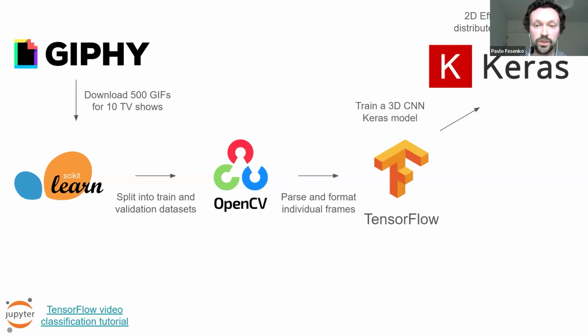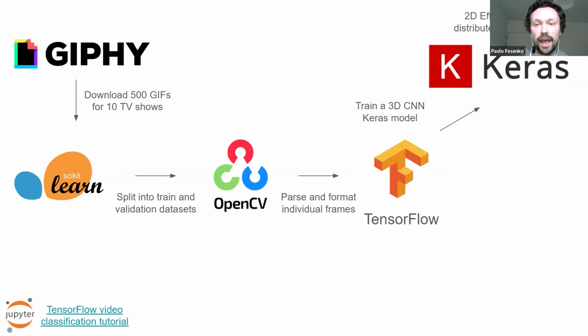Finally, I used TensorFlow to train a 3D convolutional neural network, and I saved it as a Keras model in the end using the Keras API. This model is very simple. It's actually using a 2D convolutional neural network, such as EfficientNet version 2, and it simply distributes the weights over the frames. So it applies the same weights over all the frames while having this 2D convolutional neural network.